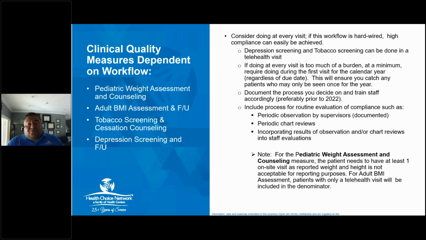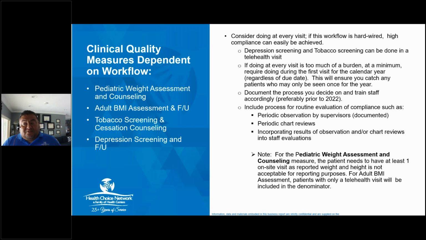Okay, so clinical quality measures dependent on workflow. There are 4 measures that are strictly dependent on the workflow: pediatric weight assessment and counseling, adult BMI assessment and follow-up, tobacco screening and cessation counseling, and depression screening and follow-up. Now, consider doing these on every visit. If the workflow is hardwired, then high compliance can easily be achieved.